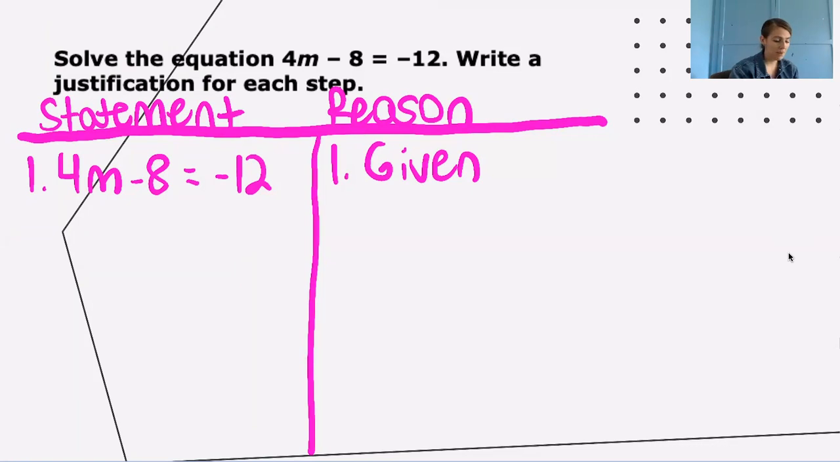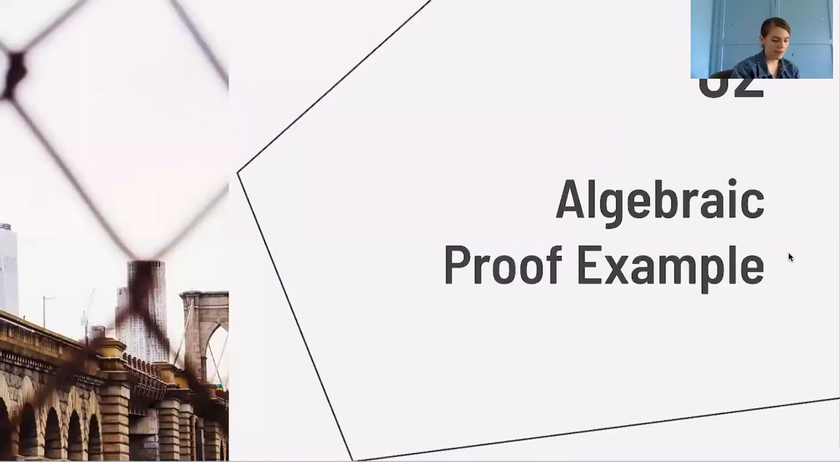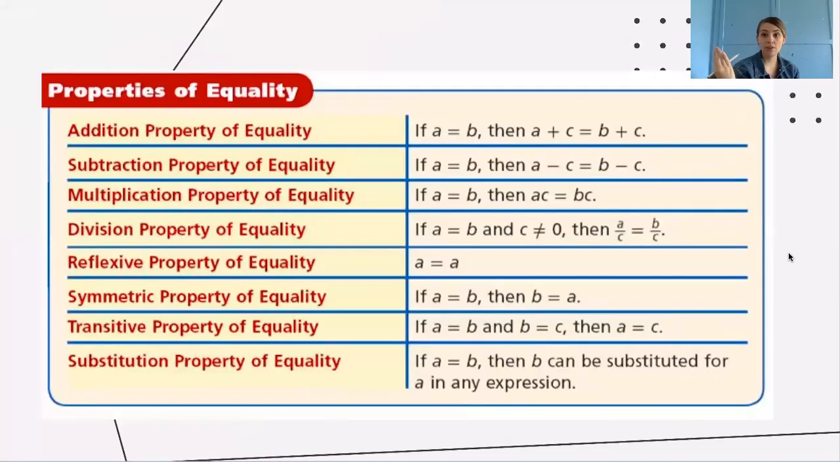Now, I'm going to solve my math and get my variable by itself. I'm going to do that by adding 8 to both sides. So for statement 2, I'm going to write the answer that I got as a result. My 2 8s cancel, and this is equal to negative 4. So now I need to give my reason. I'm going to go back to my definition slide. I'm going to look for the property that lets me add 8 to both sides, and I see that's the addition property of equality.